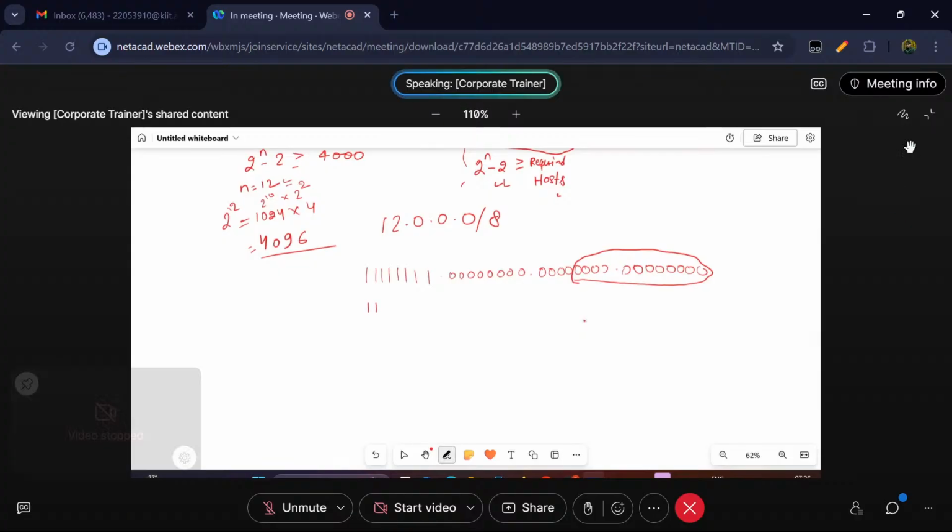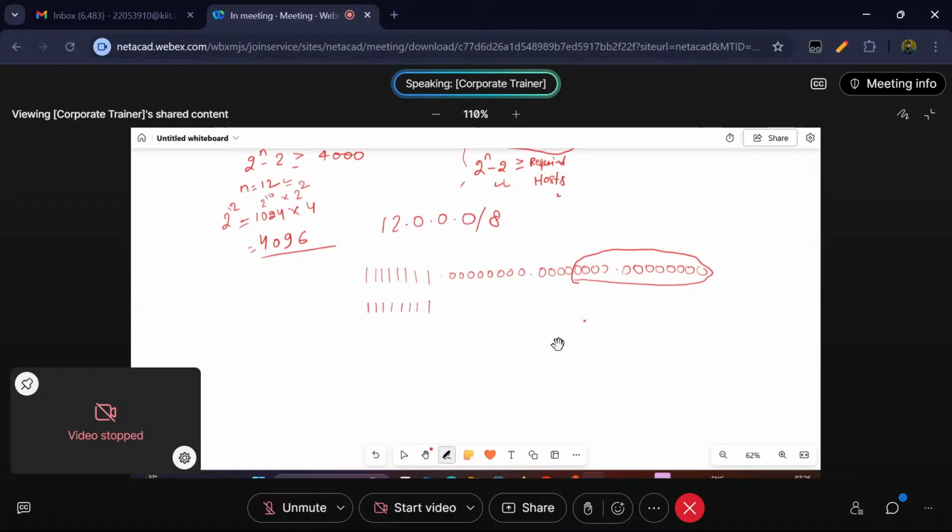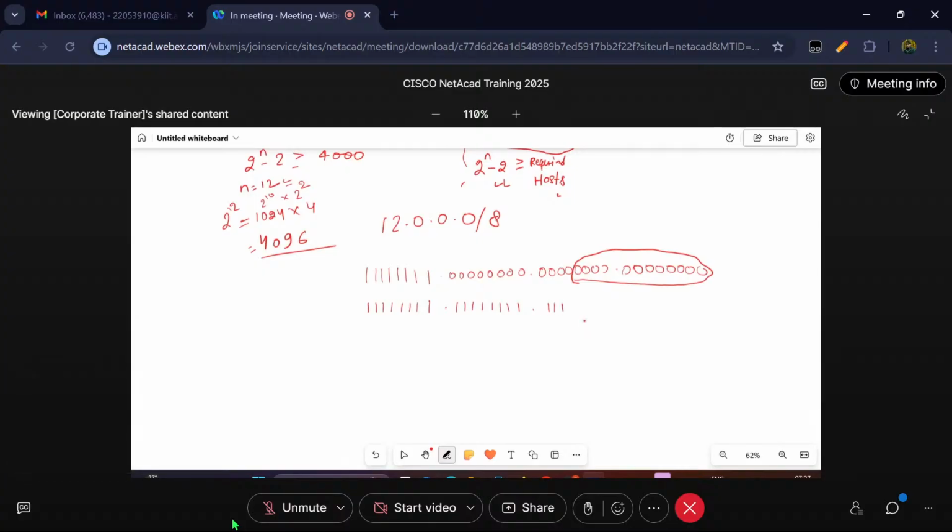So what value will we get? 1, 1, 1, 1, 1, 1, 1. And here it will come again 1, 1. And this is the 0 values.